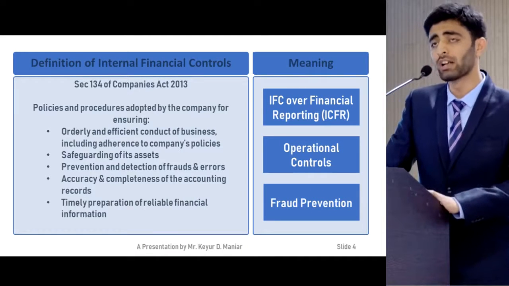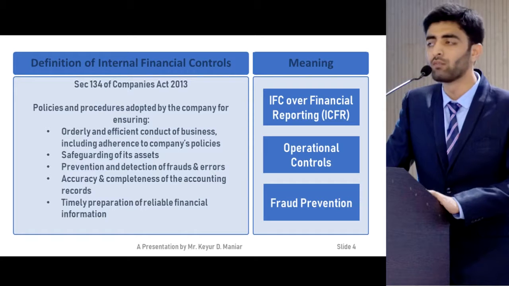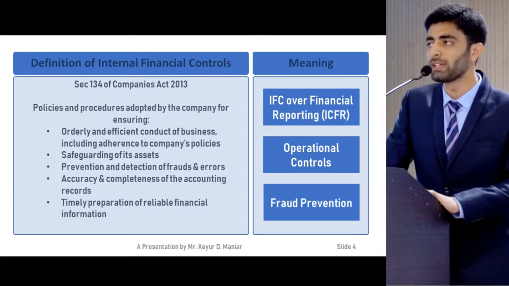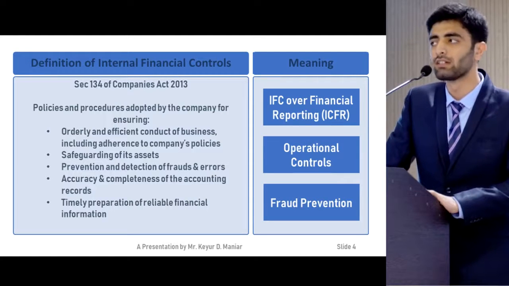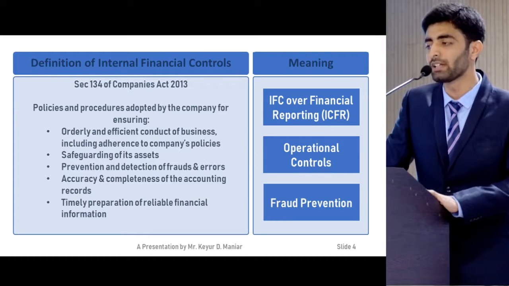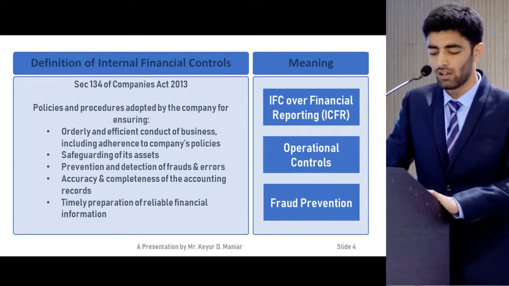Now, first of all, what are controls? And what is the scope of IFC? Basically, I would like to tell that SOPs, have you heard about SOPs? Yes, SOPs are a type of, or you can say are an application of IFCs.